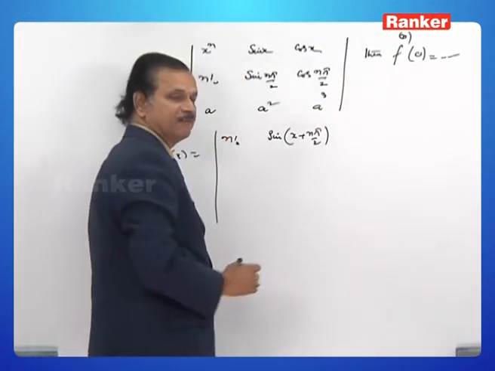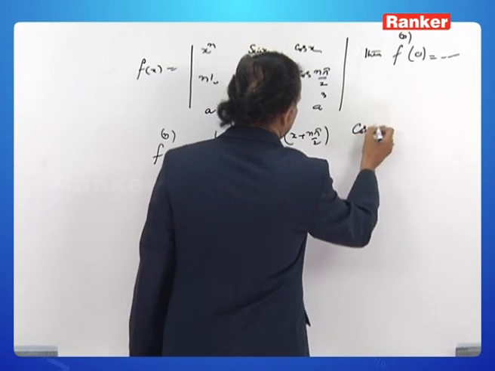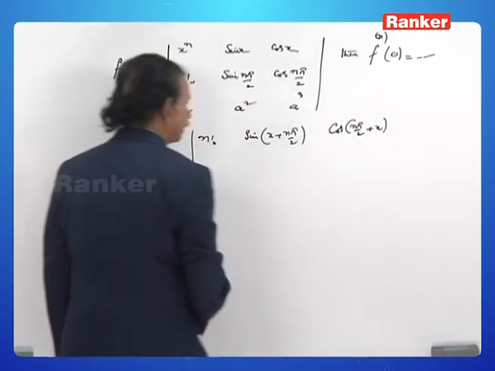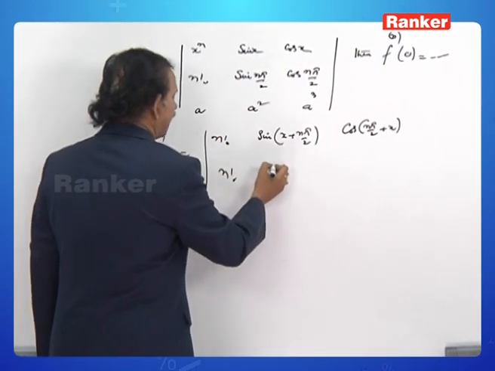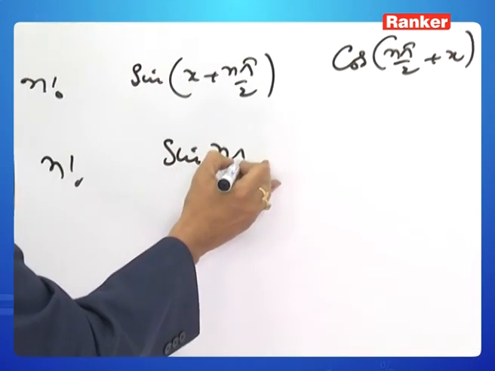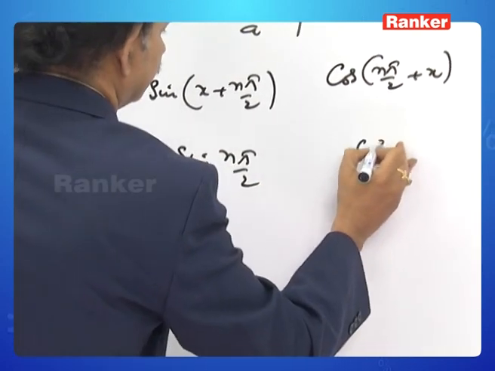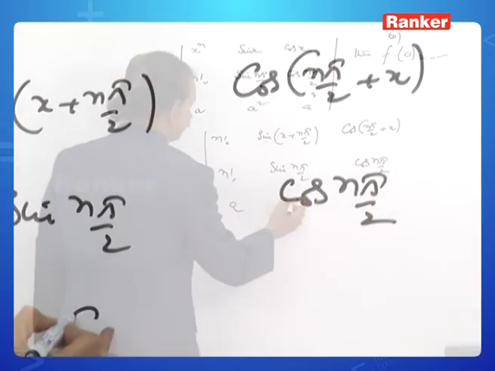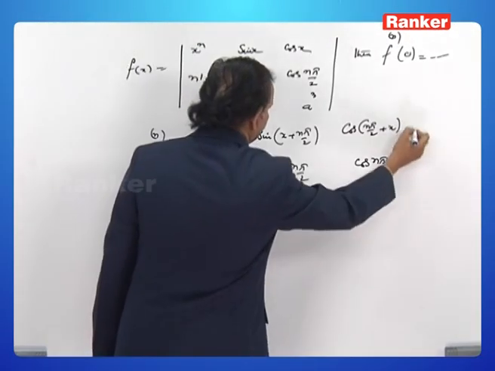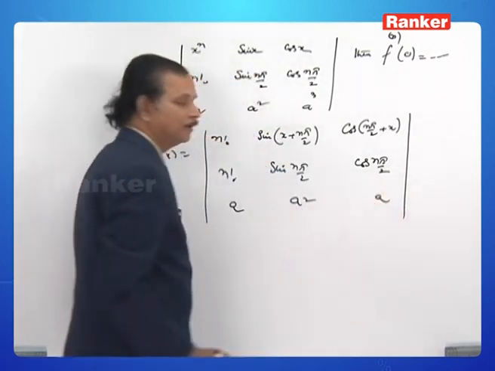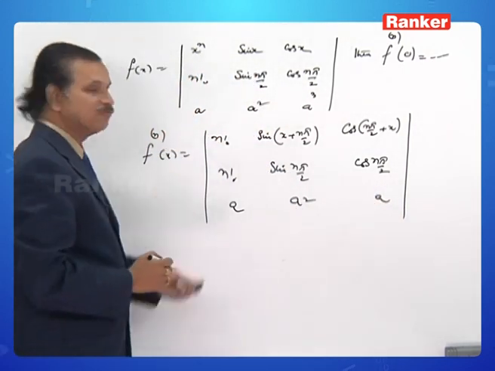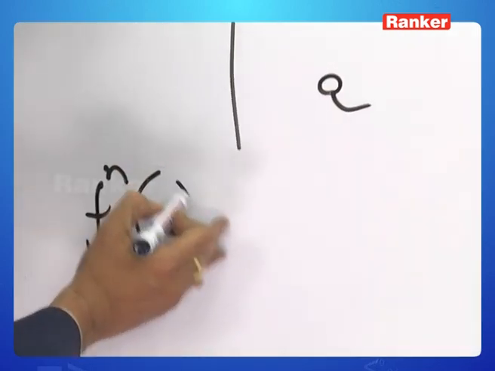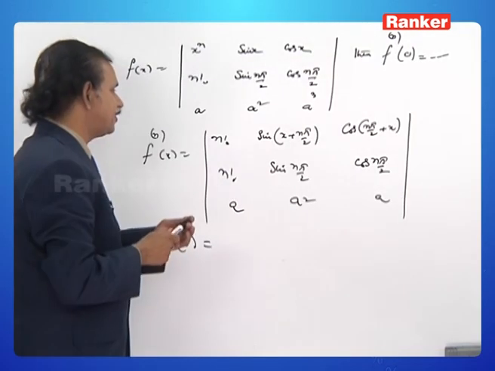What is the nth derivative of cos x? Cos of n pi by 2 plus x. Second row and third row remaining the same. This is the nth derivative of x. Well, what is the nth derivative at 0? That is x is equal to 0, you substitute.